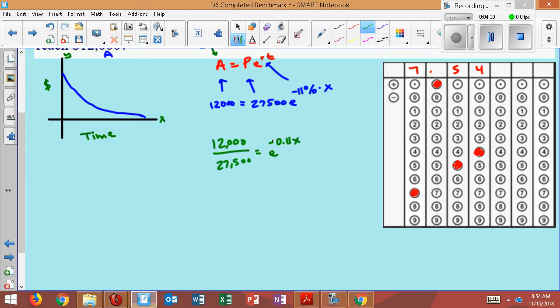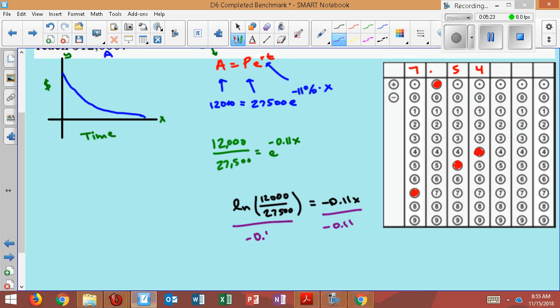The way to solve for an exponential is to flip it to a logarithm. Remember, right now we have a base, a power, and a number. The way you flip it is the power, where the x is, and the y switch places because the logarithm is the inverse. My base is e, so instead of saying log of base e, I'm going to say the natural log. So the natural log of 12,000 divided by 27,500 will equal negative 0.11x. And finally, the last step would be to divide by negative 0.11.